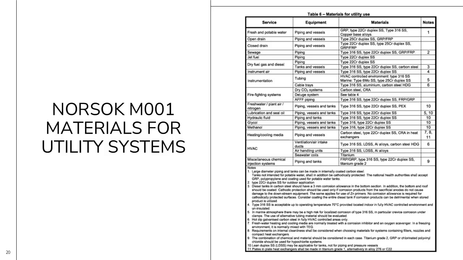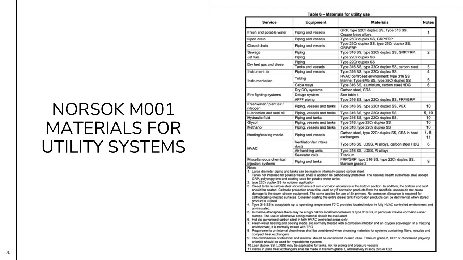Let's take a look at Table 6, Materials for Other Utility Systems. Table 6 outlines the recommended materials for various utility services to ensure durability and corrosion resistance in industrial environments. For piping and vessels handling fresh and potable water, GRP, Type 22 CR duplex stainless steel, and Type 316 stainless steel are preferred, while open and closed drains use Type 25 CR duplex stainless steel and GRP/FRP.